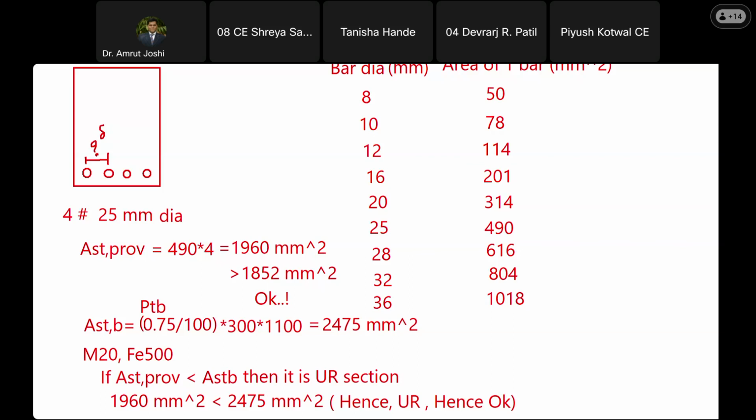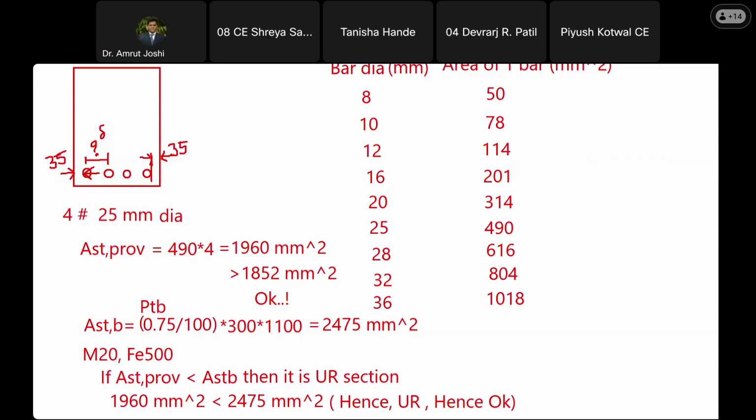To compute delta, I must know what the clear cover is. Are you with me? Yes, sir. So clear cover is which distance? The side cover, this distance. I must know how much this distance is. Let me say that distance is 35 mm. We will always have this as a minimum of 35. So this is 35 and 35 from both sides. Happy? Yes, sir. So 35, 35.